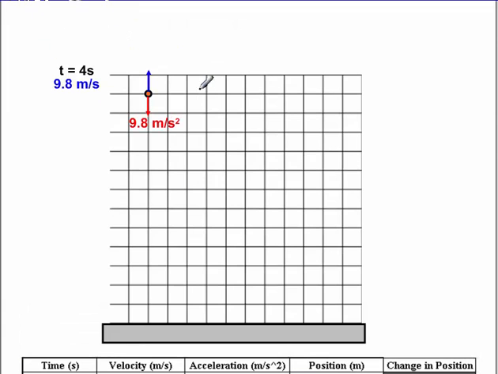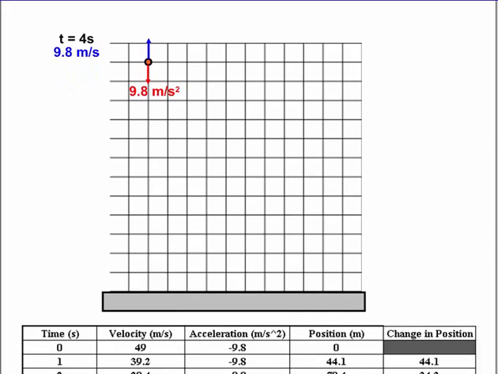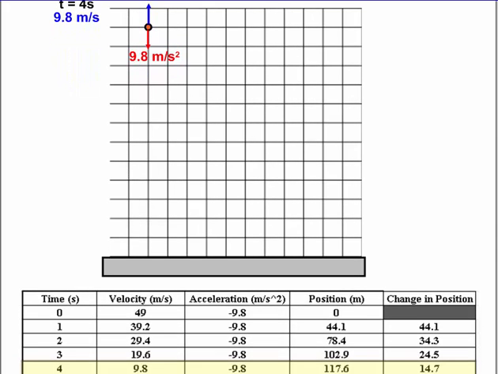At t equals 4, my velocity now has reached 9.8 meters per second. My acceleration is going down, or negative 9.8 meters per second squared. Again, looking back at the table, at t is equal to 4, the velocity is 9.8. This has stayed the same. My position is 117.6 meters vertically, and my change in position between here and here would be 14.7.